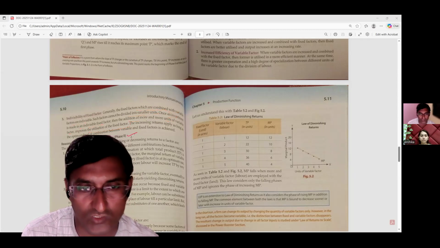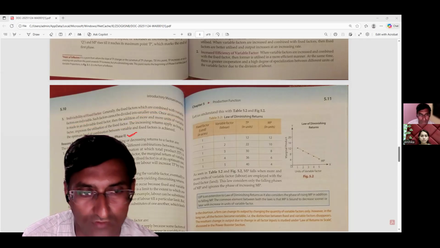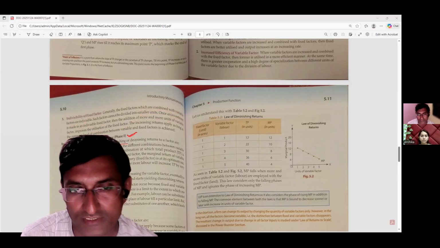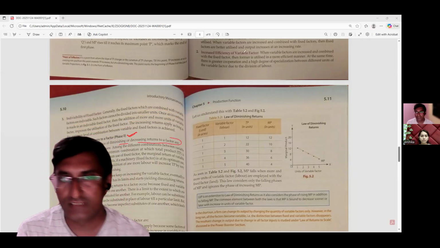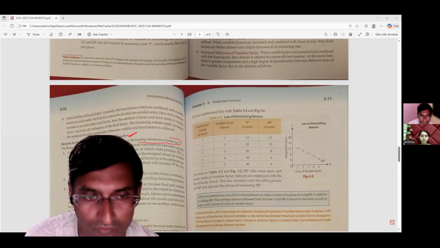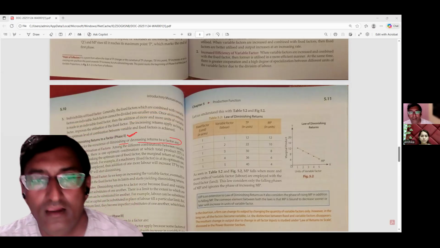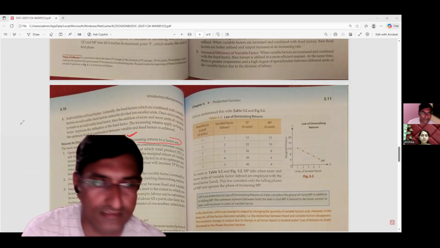Behind that, phase 2. Again, the main reasons for the occurrence of diminishing or decreasing returns to a factor. That was the explanation of phase 1. Now this is the explanation of phase 2. Why is it called diminishing returns to a factor? Let's see one by one.